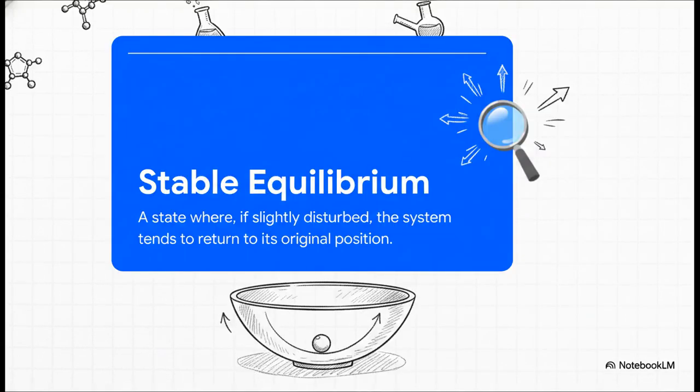And that leads us to our first type, stable equilibrium. Just look at case one. The ball's sitting in the bottom of that bowl. If you push it a little bit, what happens? It just rolls right back to where it started. It actively wants to be at the bottom. That's what we mean by stable.